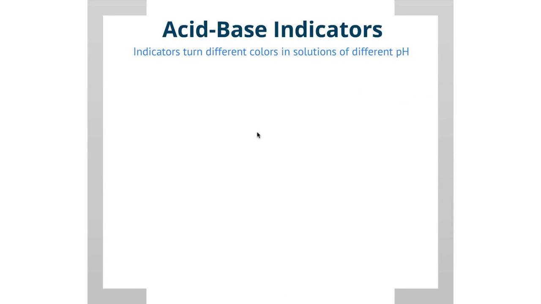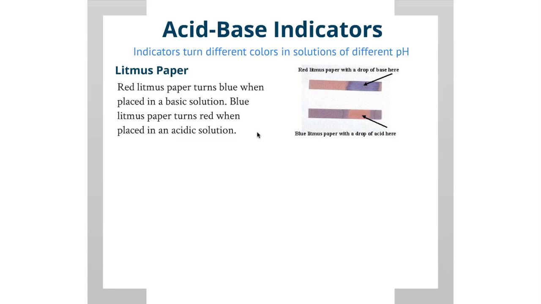Now let's look at acid-base indicators. Indicators turn different colors in solutions of different pH. For example, litmus paper. Red litmus paper turns blue when you put it in a basic solution. And so that's right here. This red litmus paper has been put in a basic solution, turned blue. Blue litmus paper turns red when placed in an acidic solution.